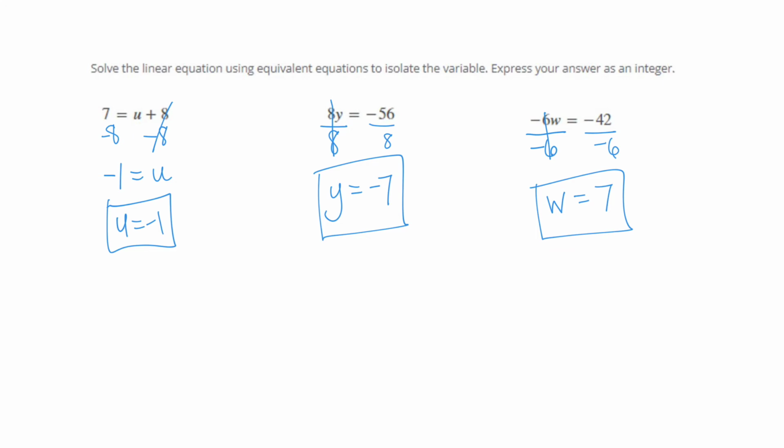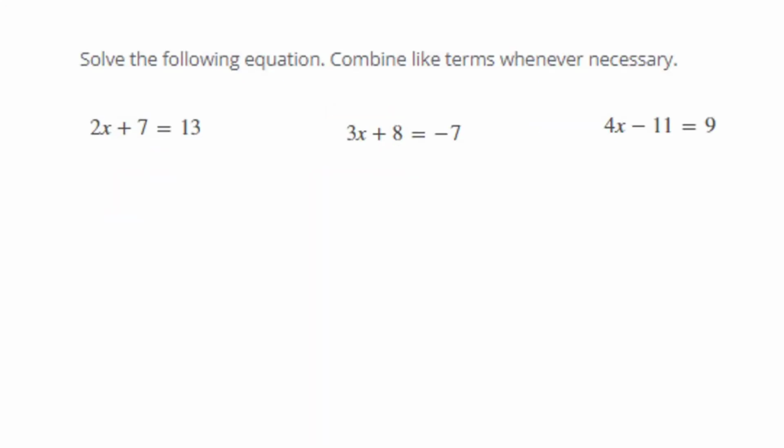All right, what do you think? That's a one-step scenario. You know, it's just going to get harder. Here we go. These are what we call two-step equations. So to start with, I have a 2x plus 7 equals 13.